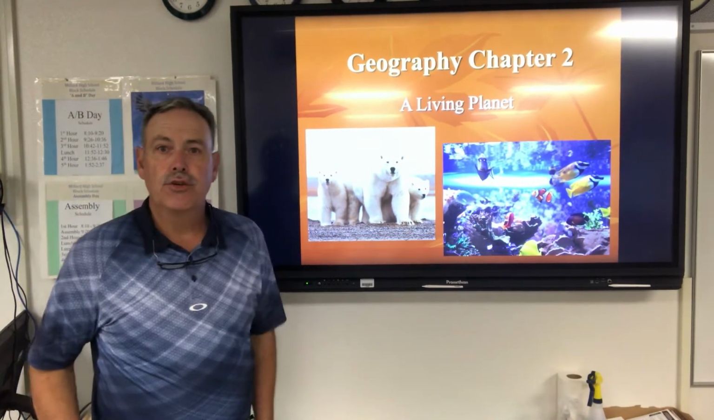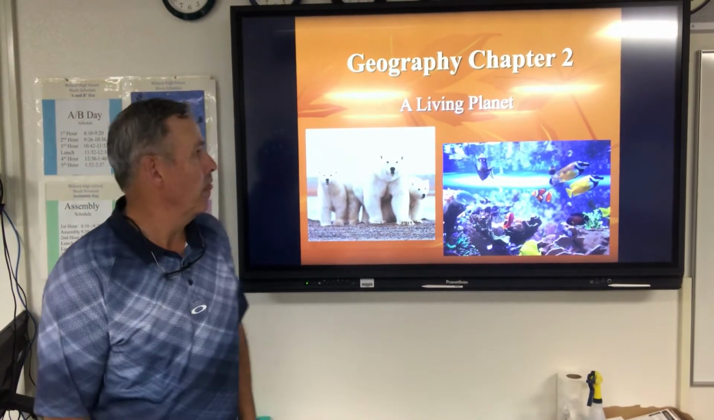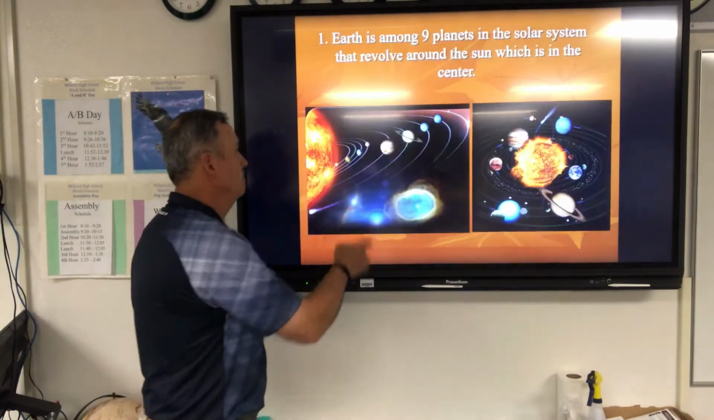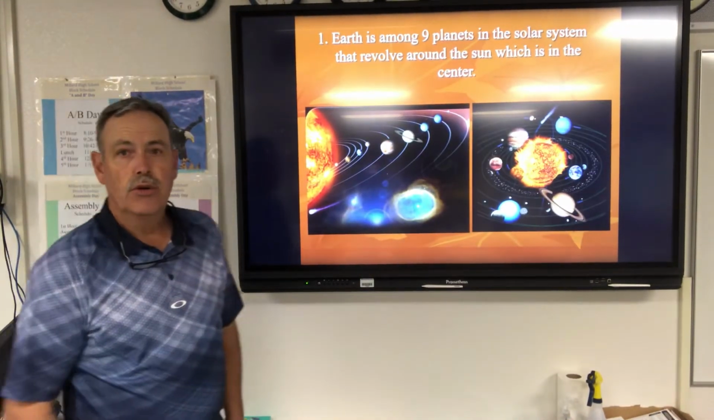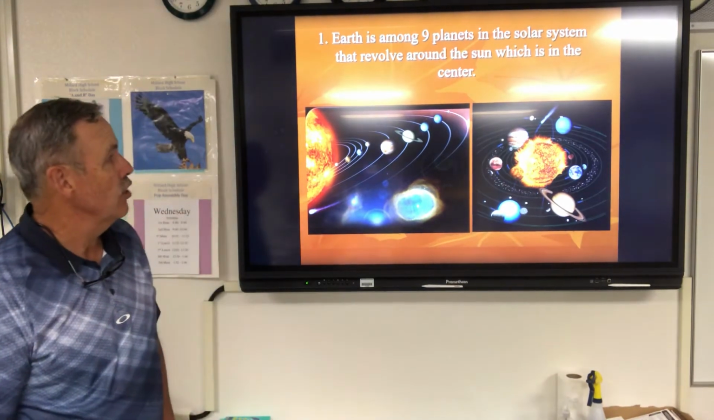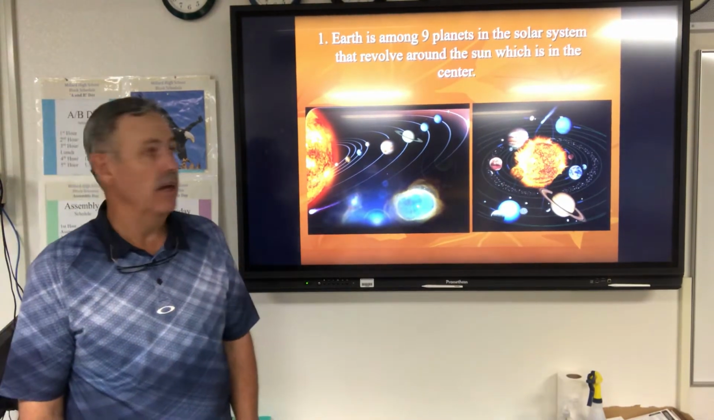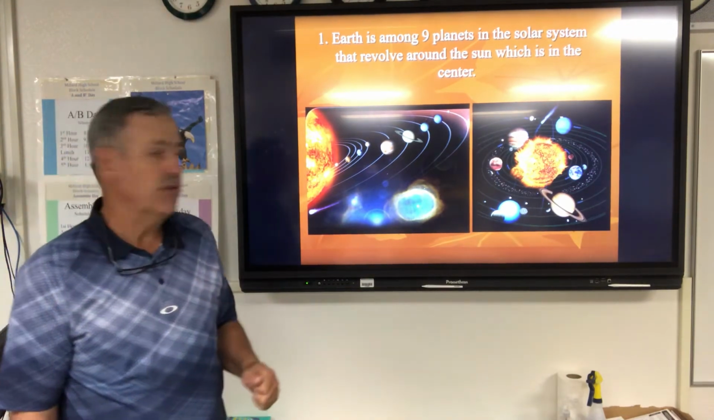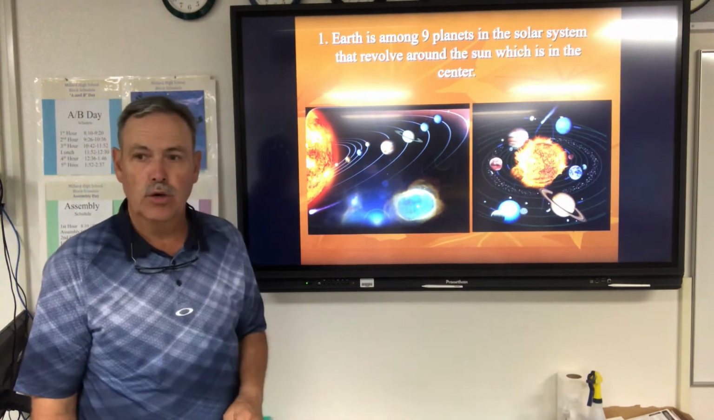Well, this is chapter 2 for world geography. It's titled A Living Planet. So Earth is among 9 planets in the solar system that revolve around the sun, which is in the center. This is called the heliocentric theory. We talk about it in world history.